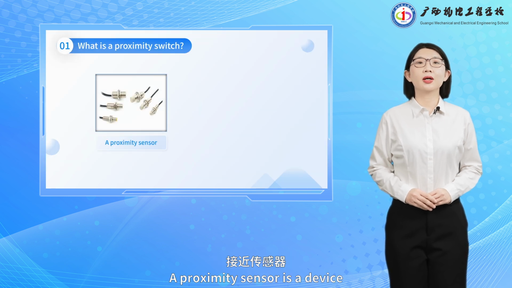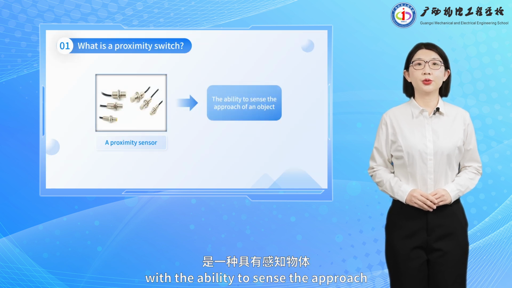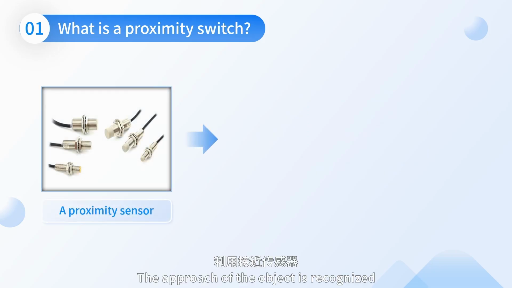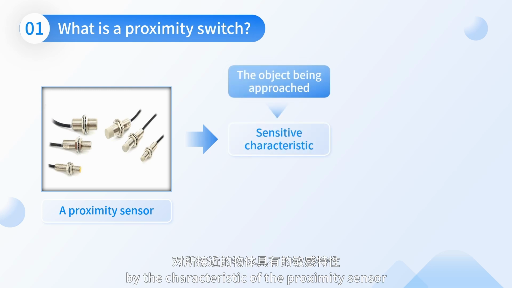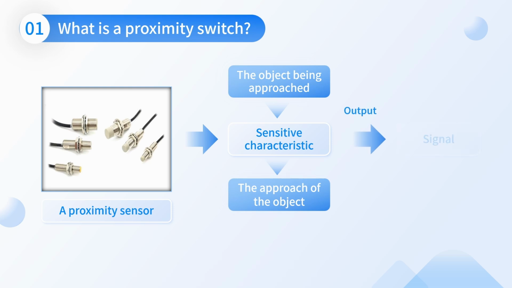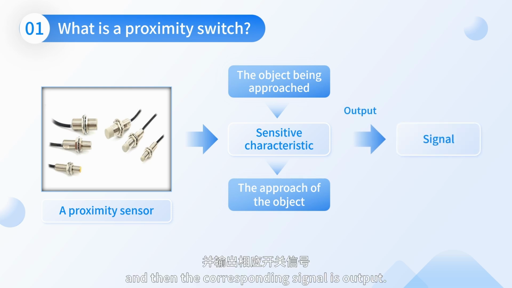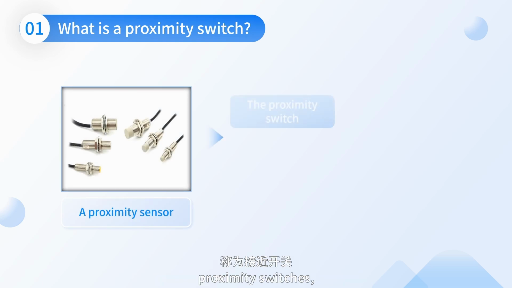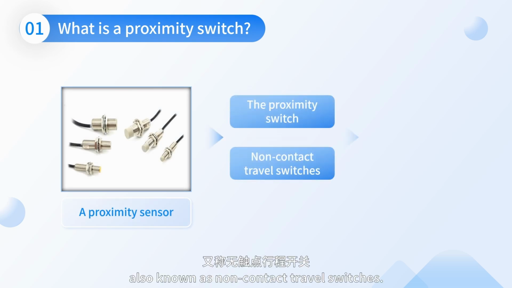A proximity sensor is a device with the ability to sense the approach of an object. The approach of the object is recognized by the characteristic of the proximity sensor sensitive to the object being approached, and then the corresponding signal is output. Proximity sensors are usually called proximity switches, also known as non-contact travel switches.